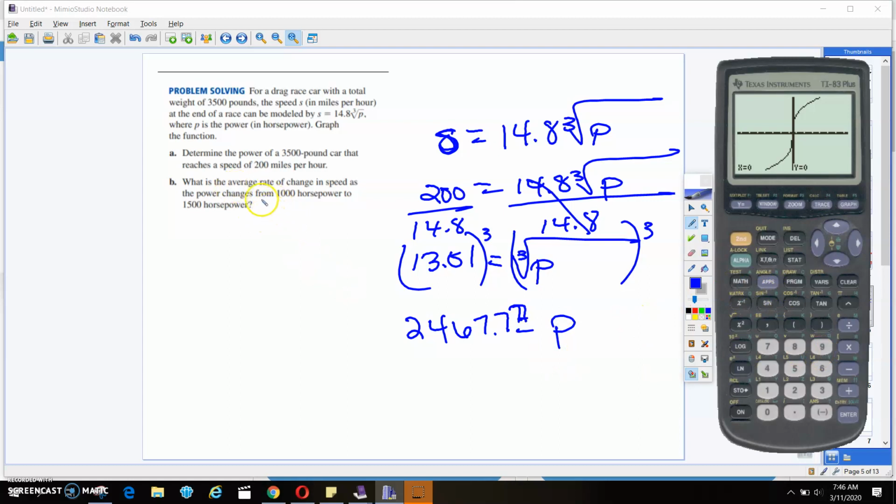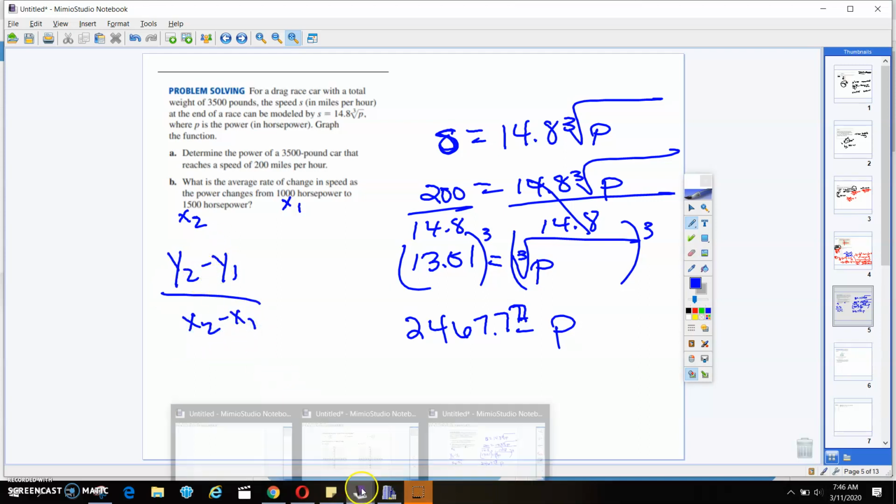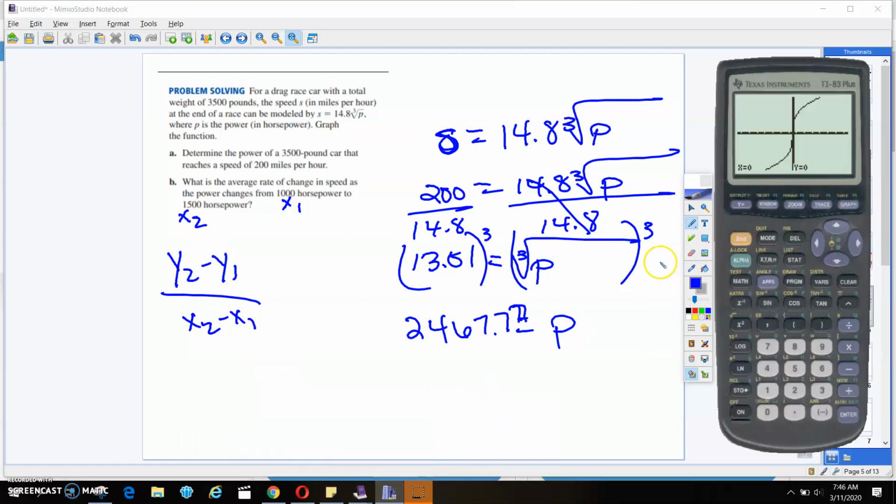For part B, it says what's the average rate of change in speed as the power changes from 1,000 to 1,500. So 1,000 is going to be my x1, and 1,500 is going to be my x2. Okay? I know that rate of change is going to be y2 minus y1 over x2 minus x1. So I need to see when x is 1,000, what's y?